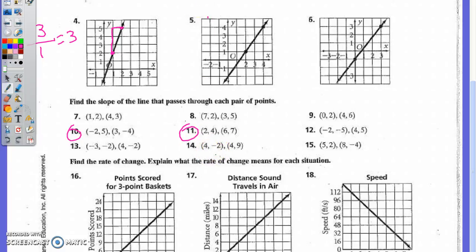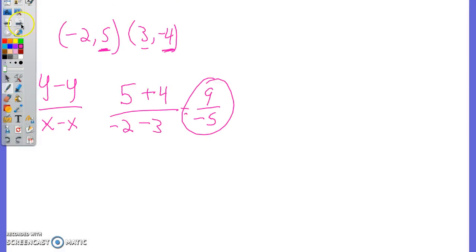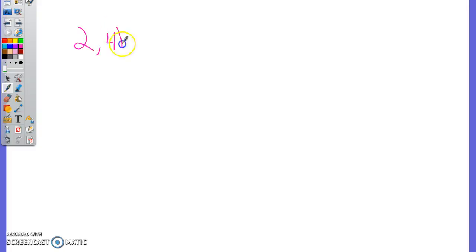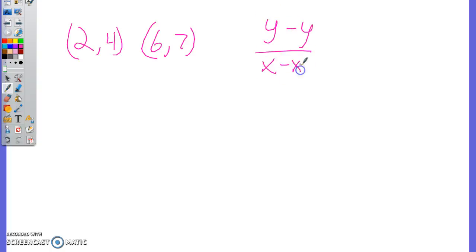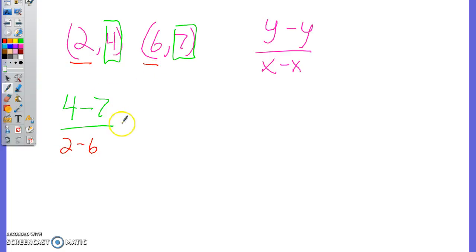The other problem that we were going to do was number 11. So I have 2, 4, and 6, 7. So 2, comma 4, 6, comma 7. Again, I'm using the same formula, y minus y over x minus x. So look at our y's. I can start with either the 4 or the 7. It doesn't matter. So I can say 4 minus 7, over, since I picked the 4 first, I have to do the 2 first. So I have a 2 minus a 6.